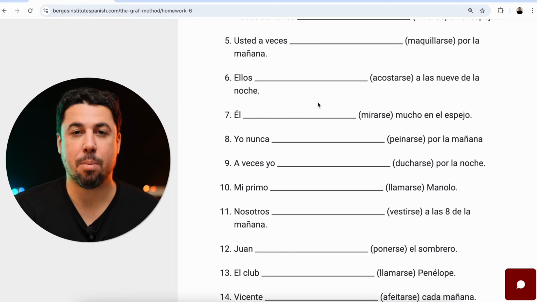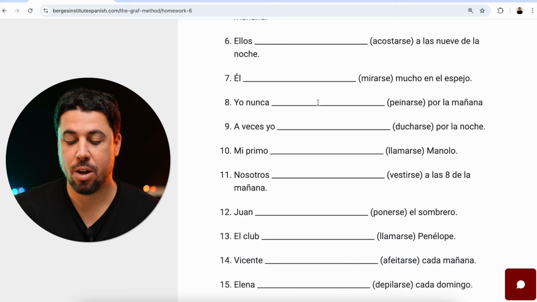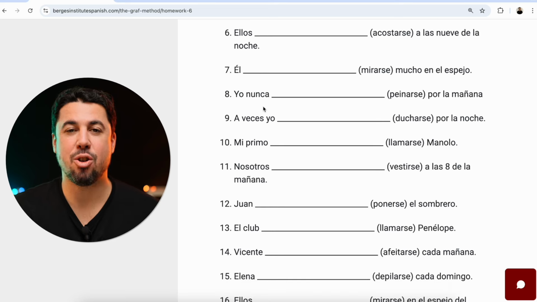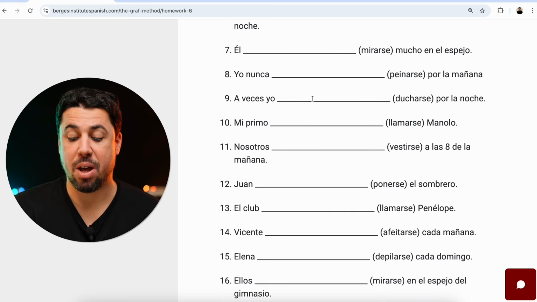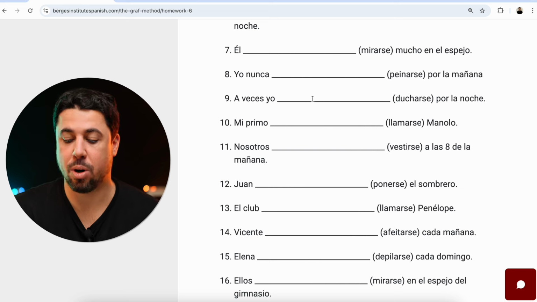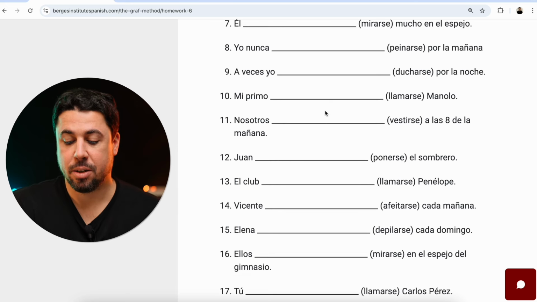Él se mira mucho en el espejo. He looks at himself a lot in the mirror. Yo nunca me peino por la mañana. I never comb my hair in the morning. A veces yo me ducho por la noche. Sometimes I shower at night. Mi primo se llama Manolo. My cousin, his name is Manolo. That's really what it means.